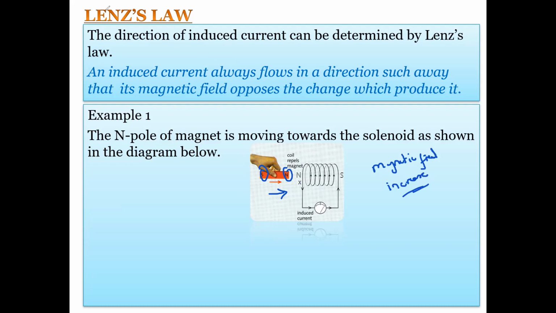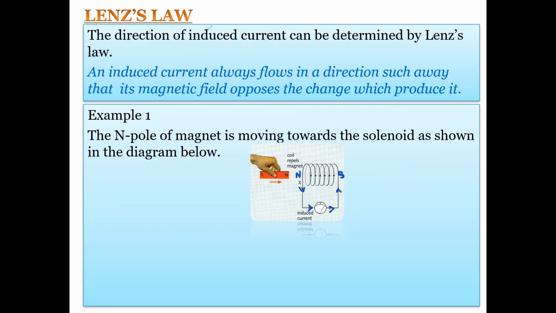So according to Lenz law, what will this coil, this solenoid, try to do? It will try to oppose it. It will try to stop it. How can it stop it? For the solenoid, the north pole will be on the left hand side because like poles repel and unlike poles attract, and the south pole is on the right hand side. So it produces a current in a direction so that it can oppose the change.